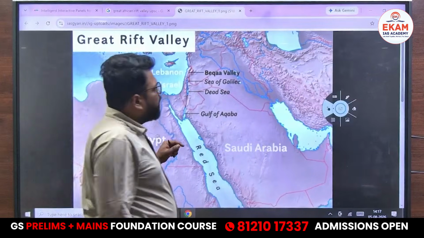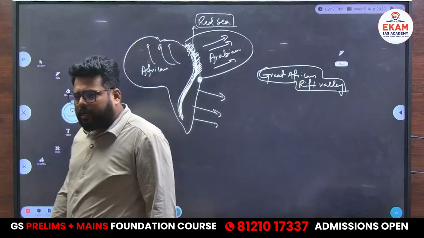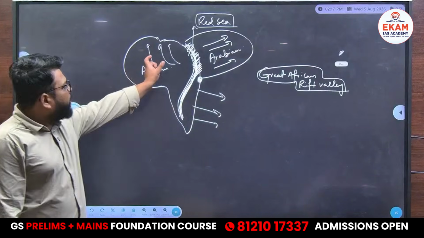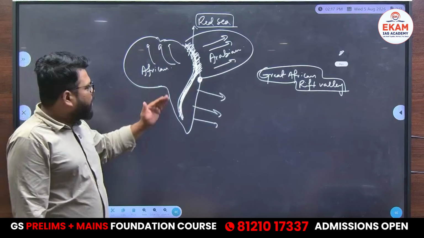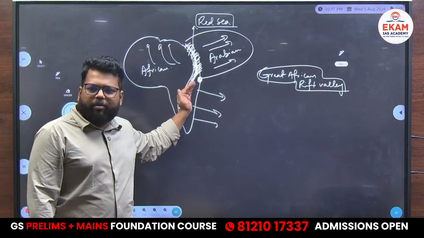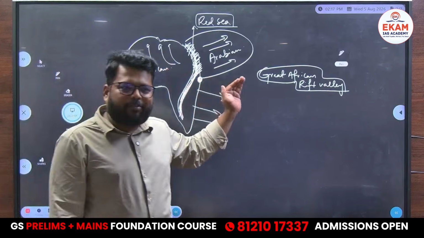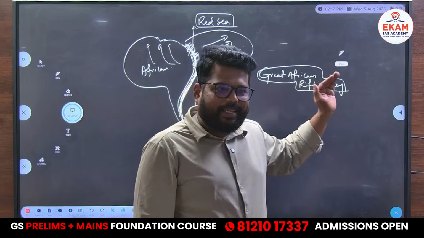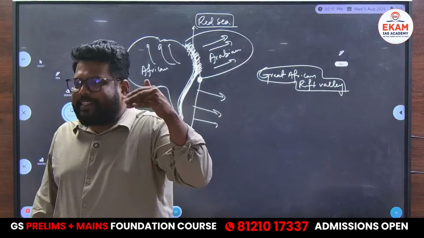Okay. Now the question is, sir, if a nascent sea is formed here, moving further, is a sea going to be formed here also? Is the drift going to happen? Is the sea going to be formed? Do we have any other sea like the Red Sea?